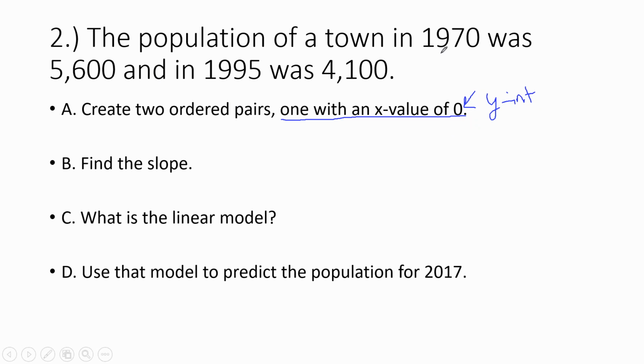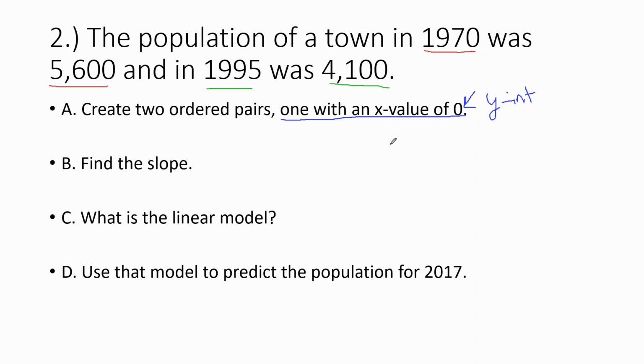All right, so when we look up here, I'm going to use colors to kind of keep them together. In 1970, the population was 5,600, so those numbers go together. And then in 1995, it was 4,100, so those go together. Now, earlier, we talked about if you have time, is it always x or y? Time is the x value. Time is going to be x. So 1970 and 1995 are years, so those are going to represent our x values.